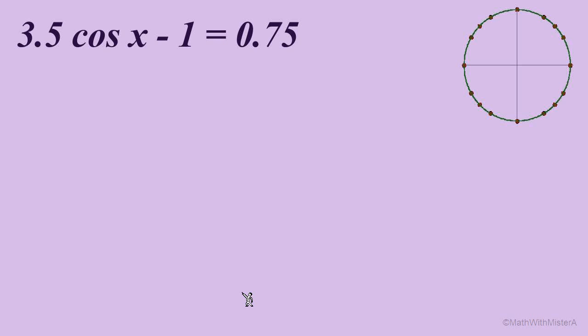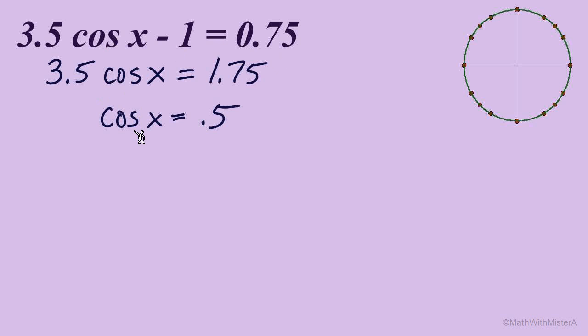Let's take these equations up one notch with this example. 3.5 times cosine x minus 1 equals 0.75. Well, what we need to do to solve for x first would be isolate the function cosine x. Using our properties of equality that we use for solving all other types of equations, I'll add 1 to both sides and then divide by 3.5 to isolate the cosine of x. Cosine x equals 0.5. Now this is a value that we do recognize from main measurements on the unit circle. So we're going to go back to some memorized values that we have. Cosine x is 1/2.